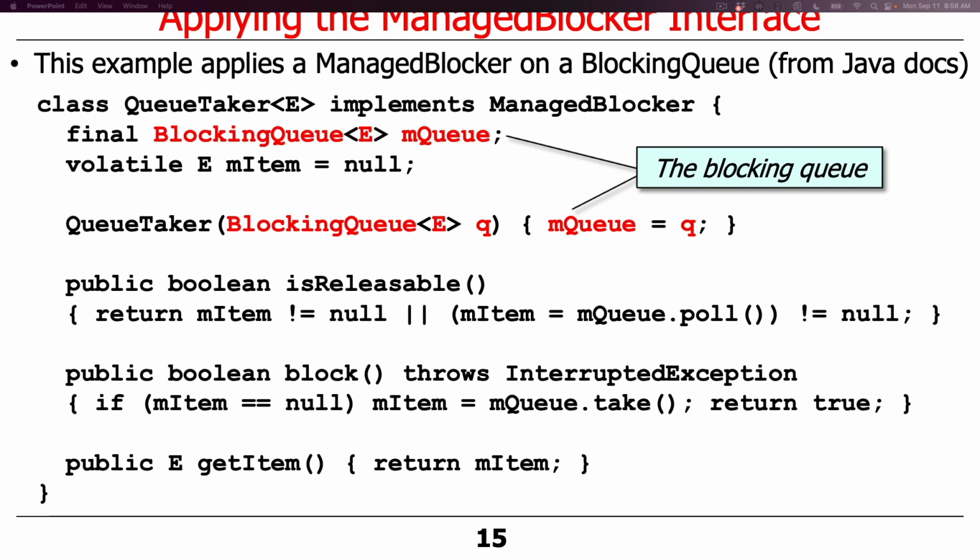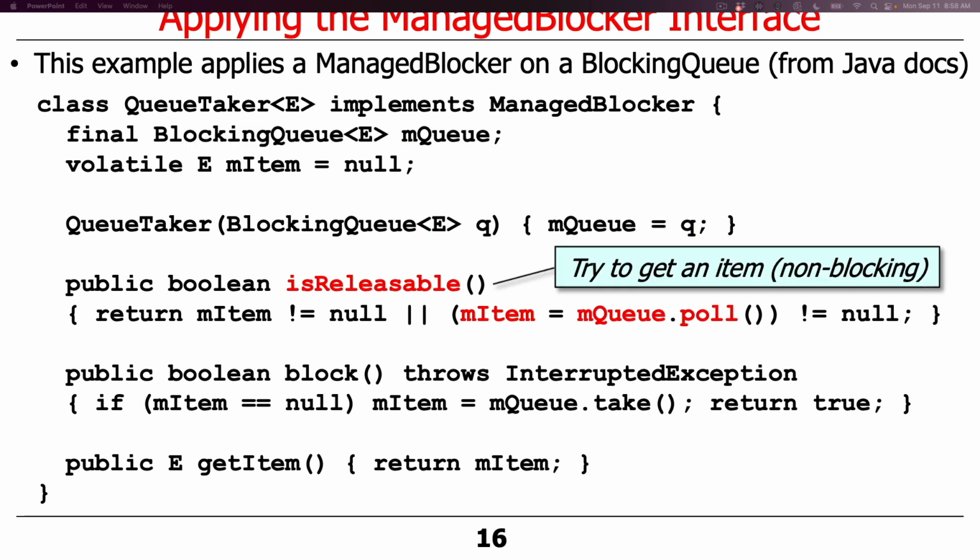So what we do here is we are going to pass in a blocking queue, and there's a couple different implementations that come out of the box, like ArrayBlockingQueue and LinkedBlockingQueue and so on. We stash the blocking queue in a field, and then we make the isReleasable method try to acquire an item from the queue without blocking. So the poll method is used to check to see if there's an item in the queue. If there is an item in the queue, it'll return it without blocking. If there's no item in the queue, it returns null, meaning that there was nothing in the queue. And that's what is used for isReleasable.